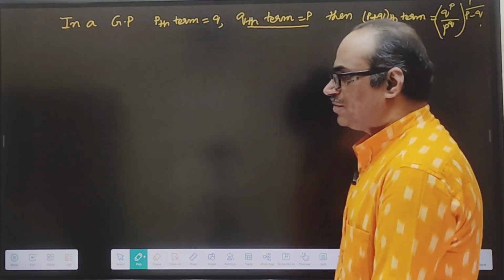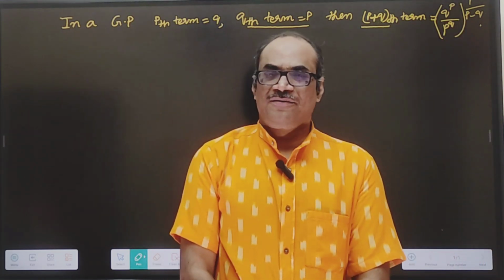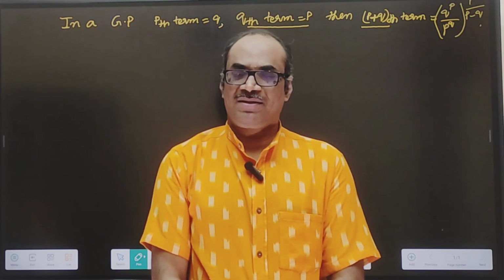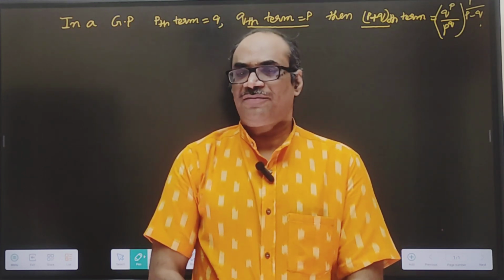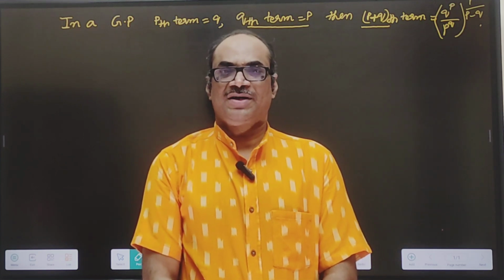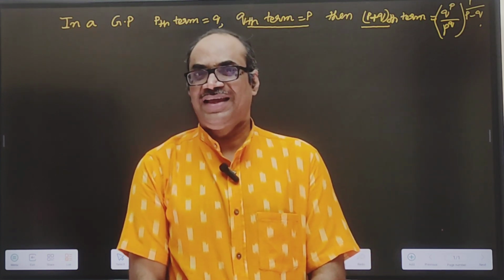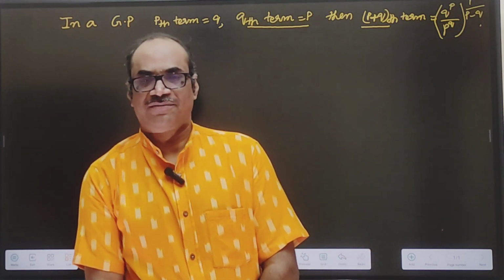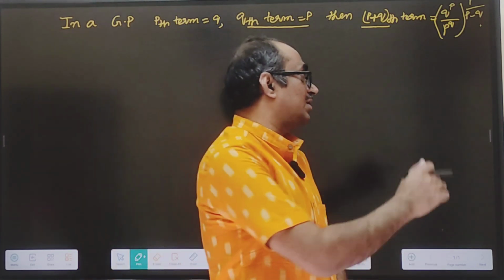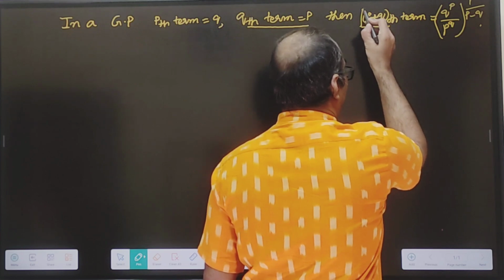Now what is our approach to solve this problem? We have been given two conditions: the pth term is q, the qth term is p. So when we write down the formula of the nth term of a geometric progression, we have two variables, a and r. So using these two conditions, we'll find out the values of a and r. Then we will substitute in the formula for the (p plus q)th term.